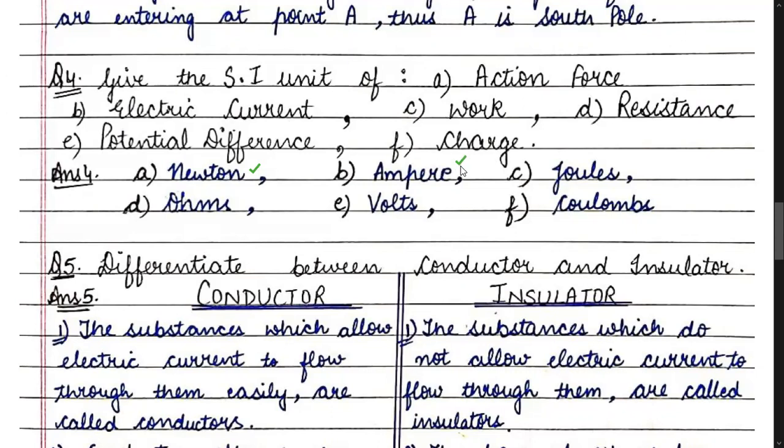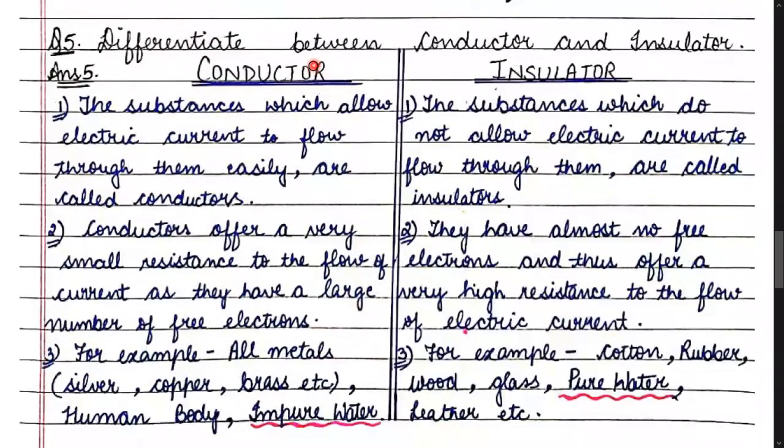Electric current is measured in ampere. Then comes work. The SI unit of work is joules. Resistance is measured in ohm. Potential difference is measured in volts, and charge is measured in coulombs. So you have to learn all the SI units, since it is very, very important to know how the quantity is measured and in which term.